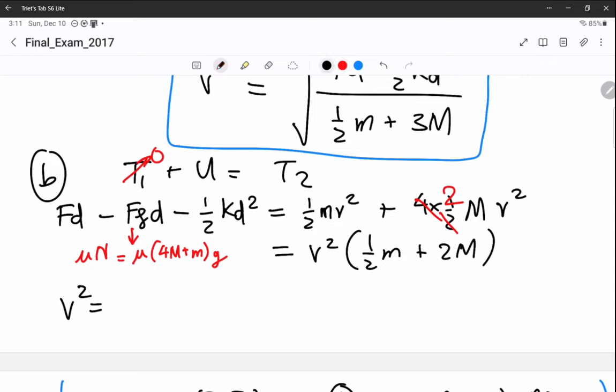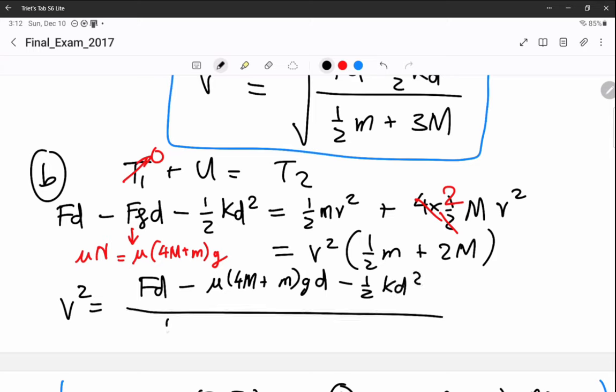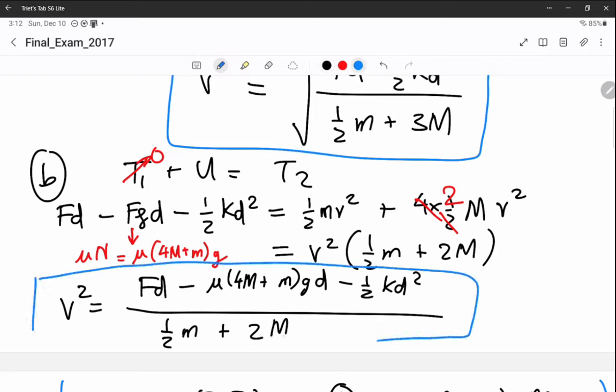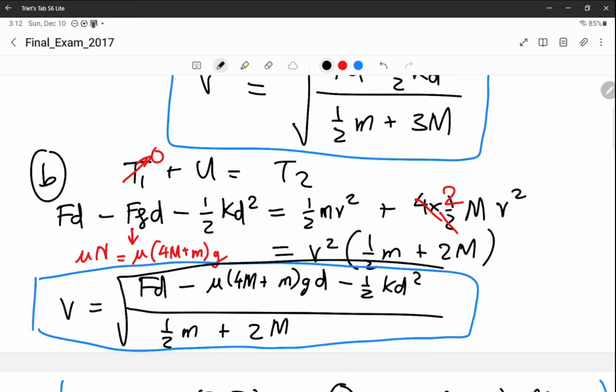And so here v square, you're going to have fd minus FFD. FFD here is going to become mu 4m plus m VD minus 1/2 kd square divided by 1/2 m plus 2m. And this is going to be the solution for V at this part. Actually, that's for V, so you can take the square root. That's about the same.